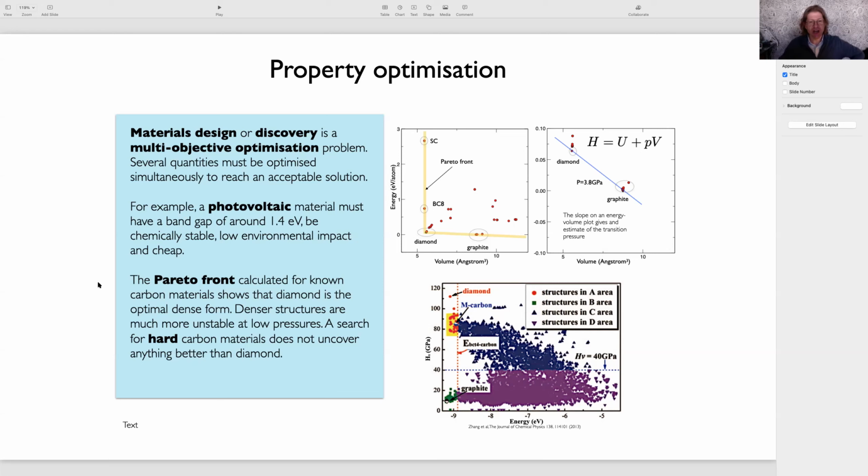And so I've given an example here of a Pareto front for carbon, and I've got a set of carbon structures. The properties that we're optimizing here are a bit fake. It's energy and volume, but it's just as an example. So I've plotted the energy and volume data for carbon for a bunch of different polymorphs. And then I want to have a stable but dense structure.